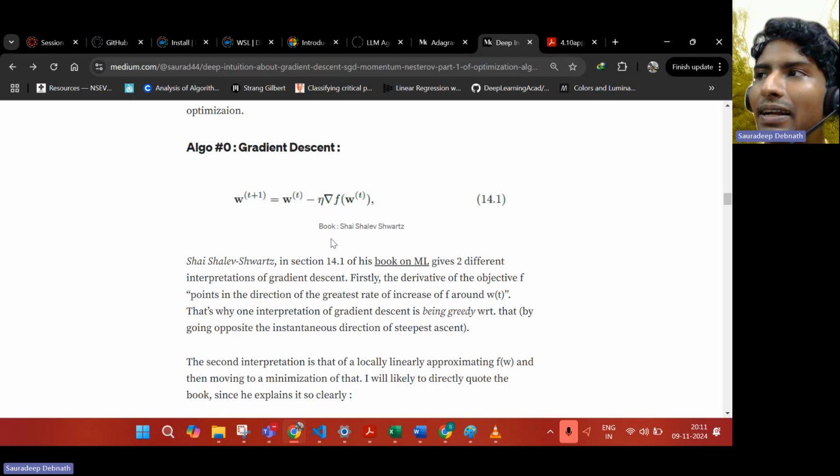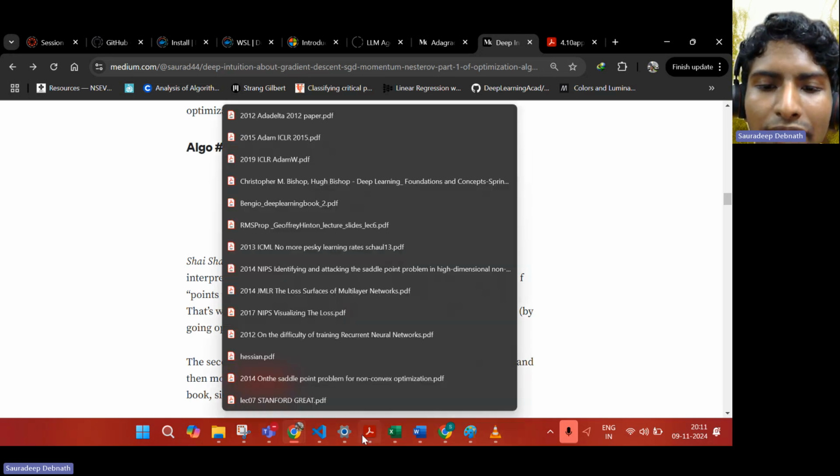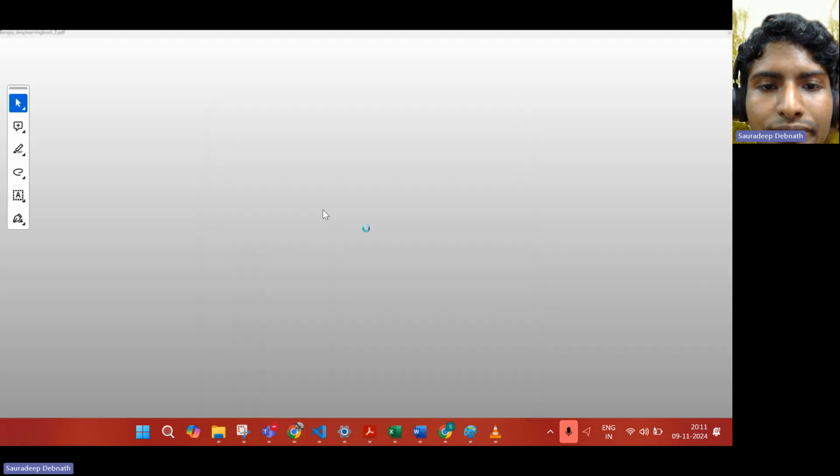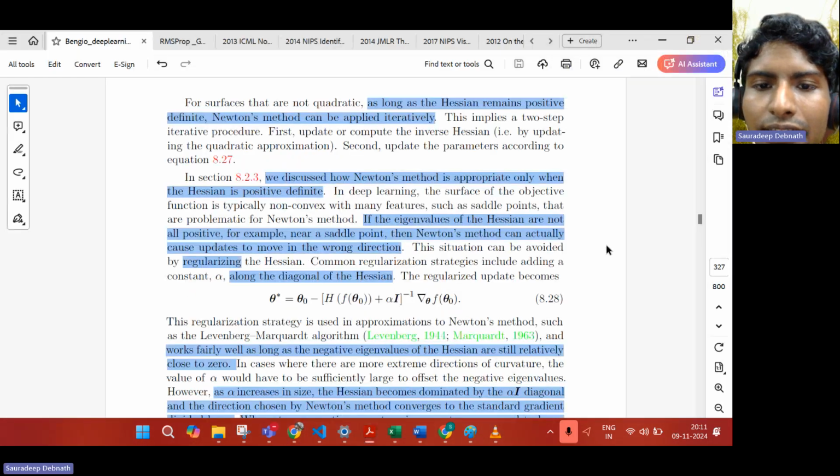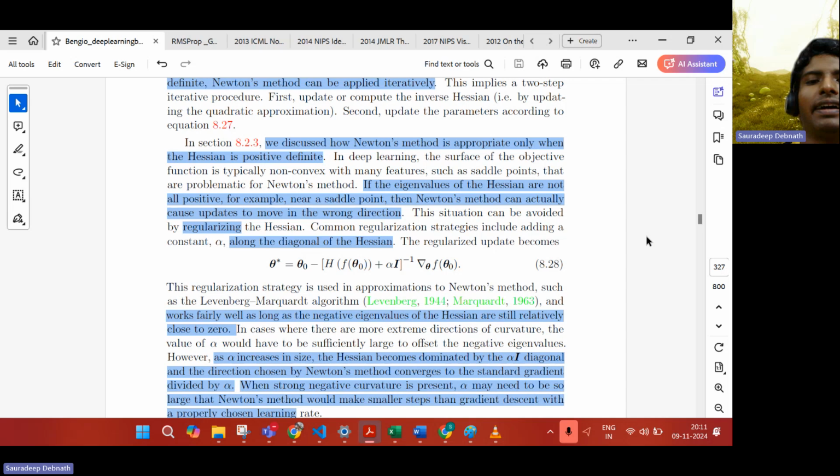But then there are other issues in Newton's method. We just covered the saddle point, but there is a way to handle it. As we were talking, where is that? Yeah, so we're adding this I.